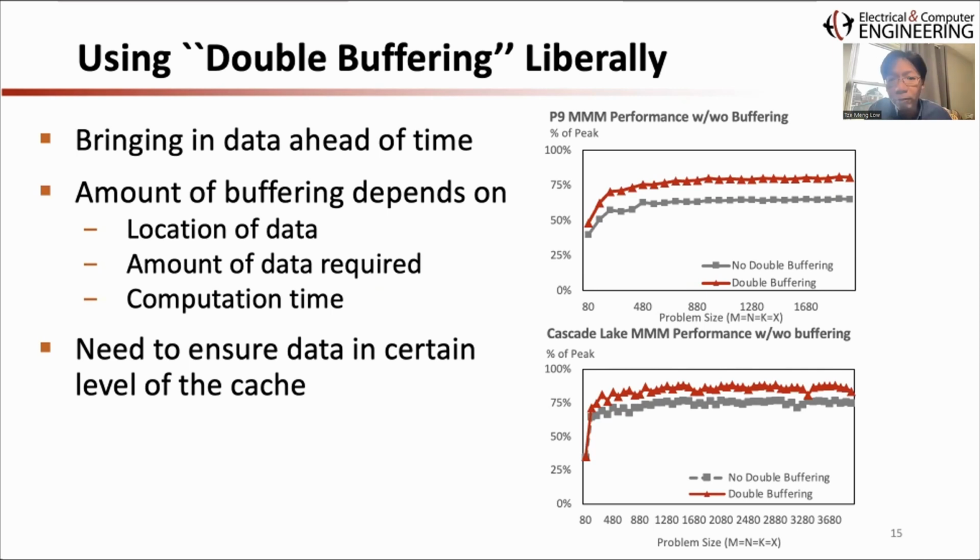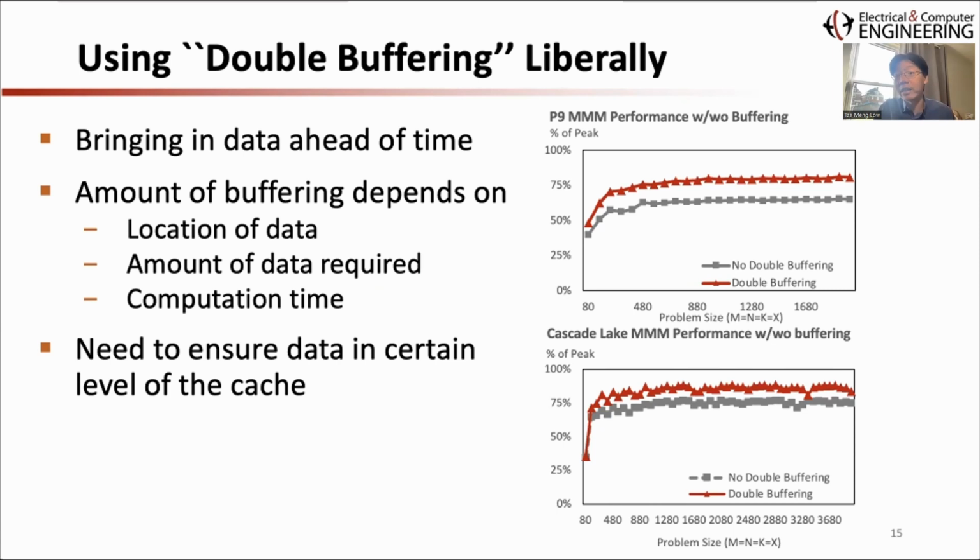And so the amount of buffering and how we go about doing the buffering really depends on where the data is. Is it in L1, is it in L2, or is it in main memory, right? How much data is required for us to bring in? Are we just bringing a single element, or are we bringing cache lines worth of data? And once we bring in the data, how much time do we have? Now, clearly the amount of computation time that we have must be less than the time we need to bring the data from different levels of the memory hierarchy.